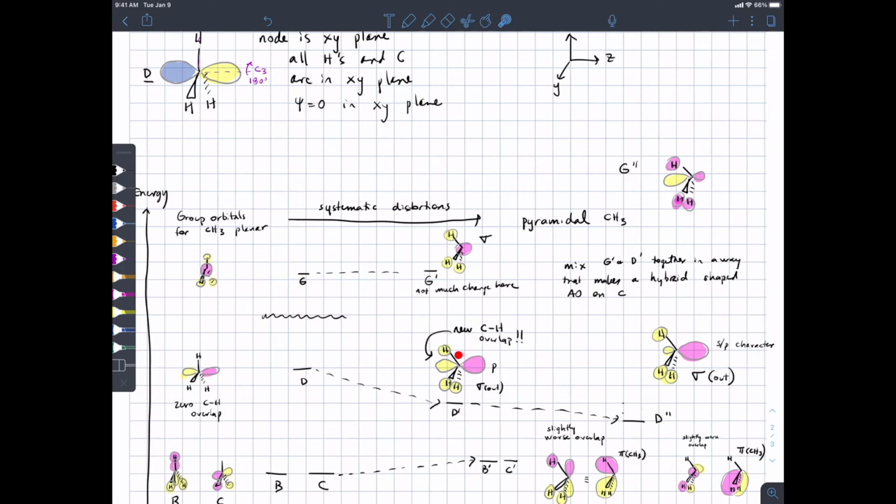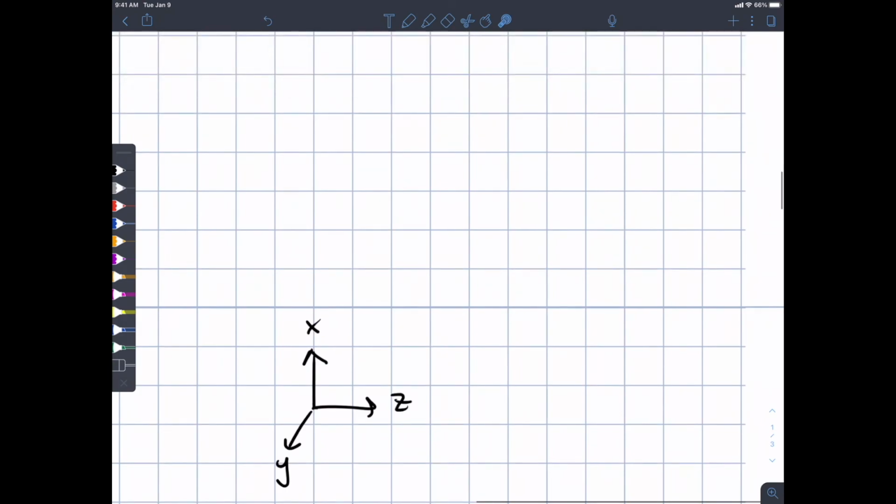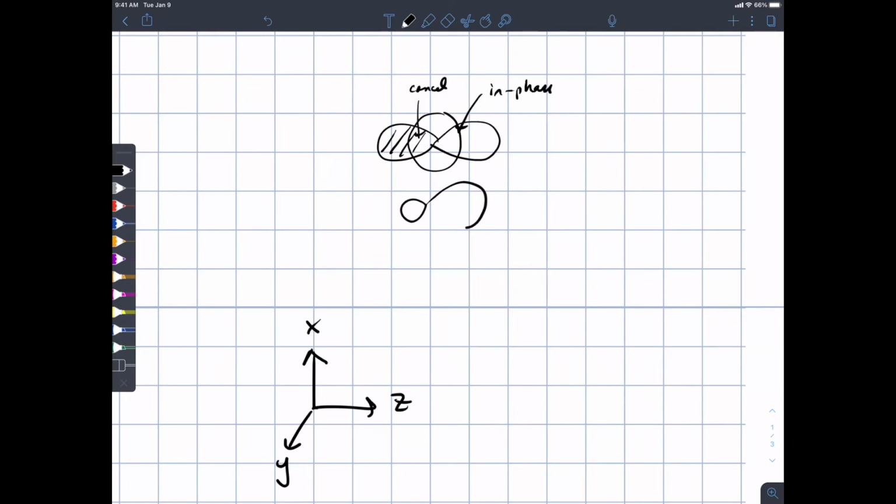Well, when you mix an s orbital and a p orbital together, you get a hybrid orbital out. It's a good question. Let me think about it this way. Imagine combining a p orbital like this with an s orbital like this. You've got an out of phase cancellation here, and an in phase reinforcement here. So you do that math and you're going to have an orbital that looks like that.